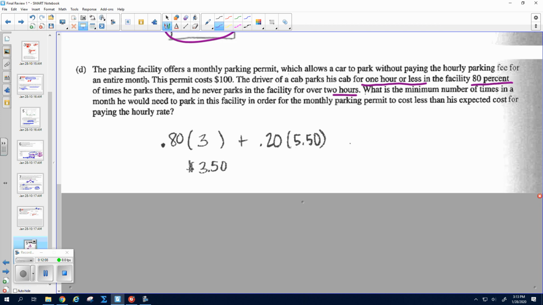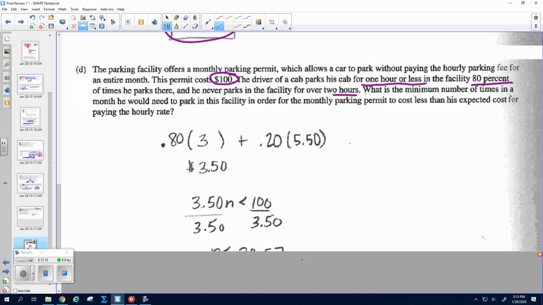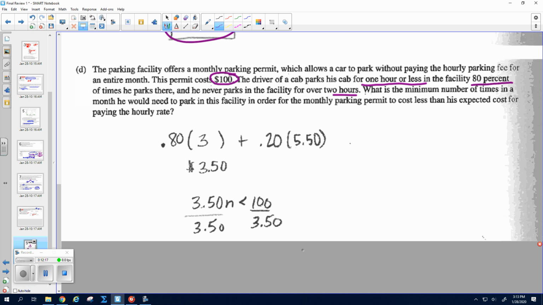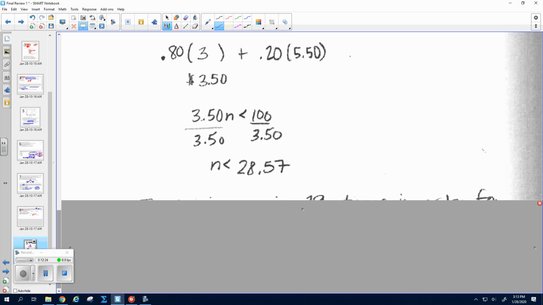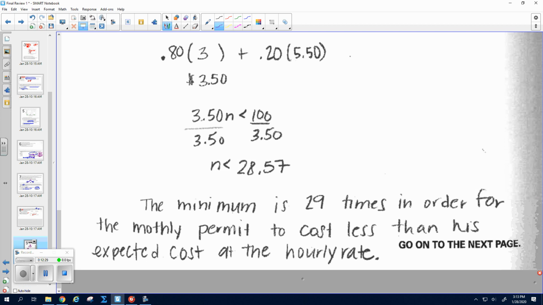So should he buy a parking permit, or what's that breaking point for the parking permit? If he wants to be under $100, we can just divide 100 by 3.50, and that means he needs to park there 28 days of the month or less. But once he goes to 29, then it's better to just buy the permit. All right, so the minimum is 29 times in order for the monthly permit to cost less than his expected cost at the hourly rate. All right, that's it.